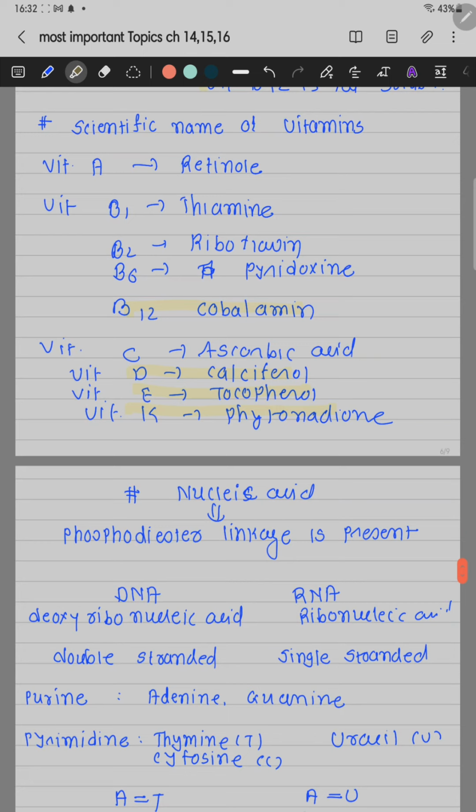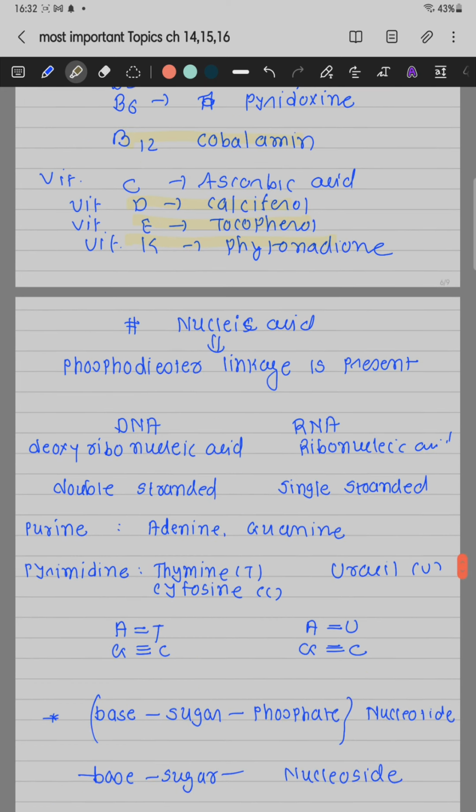Nucleic acids: phosphodiester linkage is present in the structure of nucleic acids. Nucleic acids are mainly of two types, DNA and RNA. DNA plays an important role in genetic information transfer, whereas RNA plays an important role in protein synthesis. DNA is called deoxyribonucleic acid, whereas RNA is ribonucleic acid. DNA is double stranded, whereas RNA is single stranded.